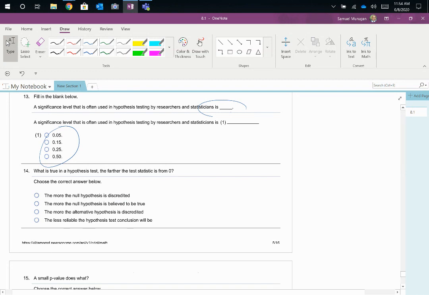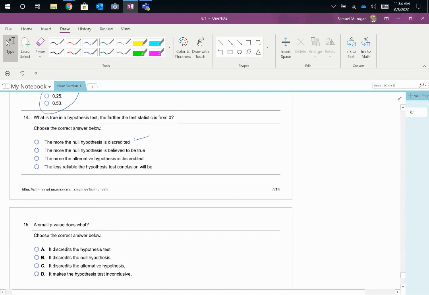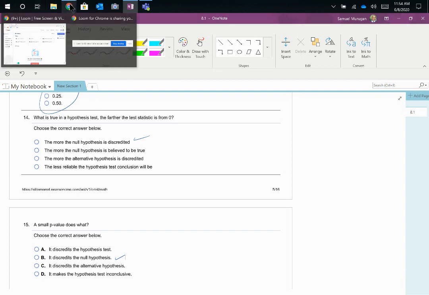What is true? In a hypothesis test, the farther the test statistic is from zero, the more the null hypothesis is discredited. Yes, that's correct. And finally, a small p-value generally discredits the null hypothesis. We discussed that in some detail. All right, so until we do chapter 8.2, this is it for 8.1.